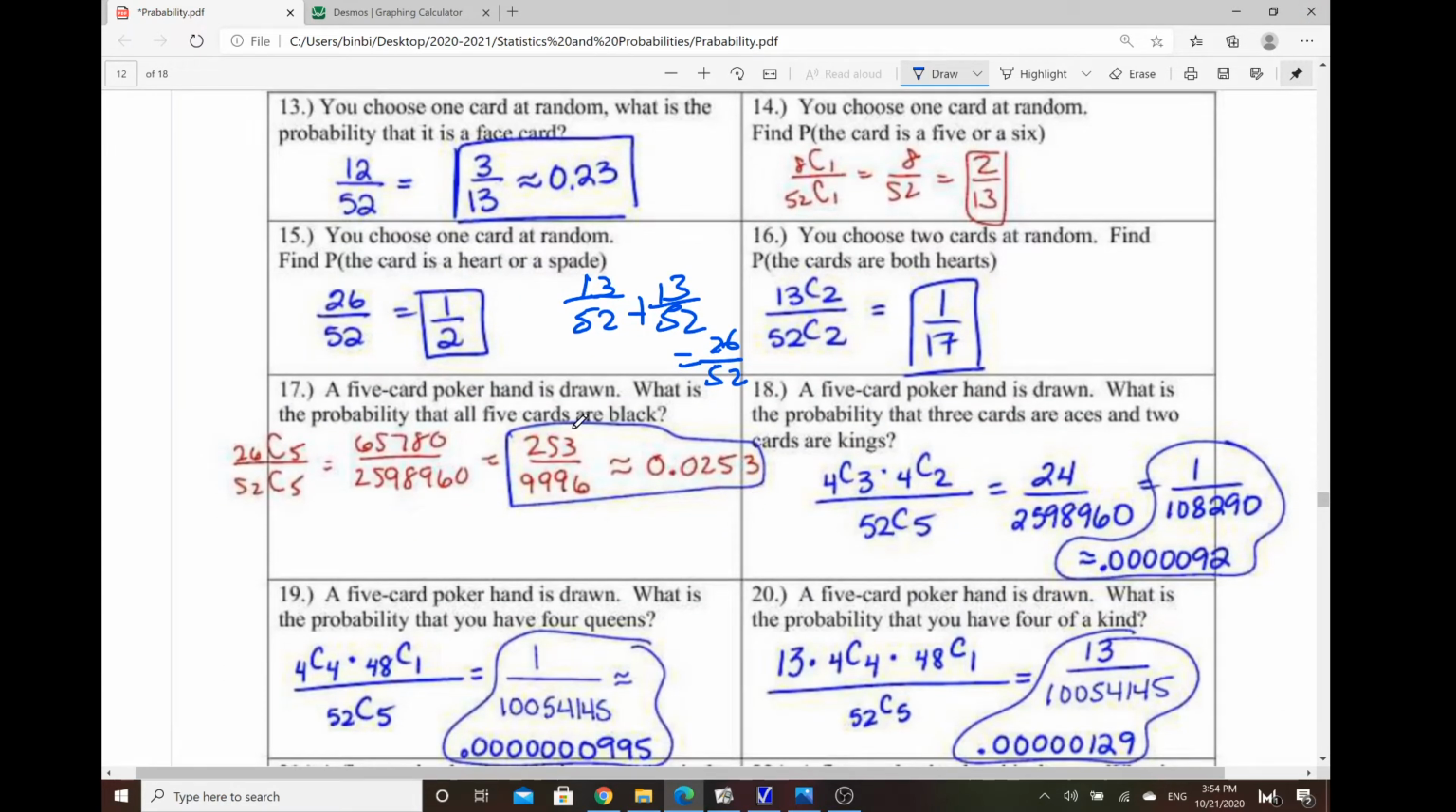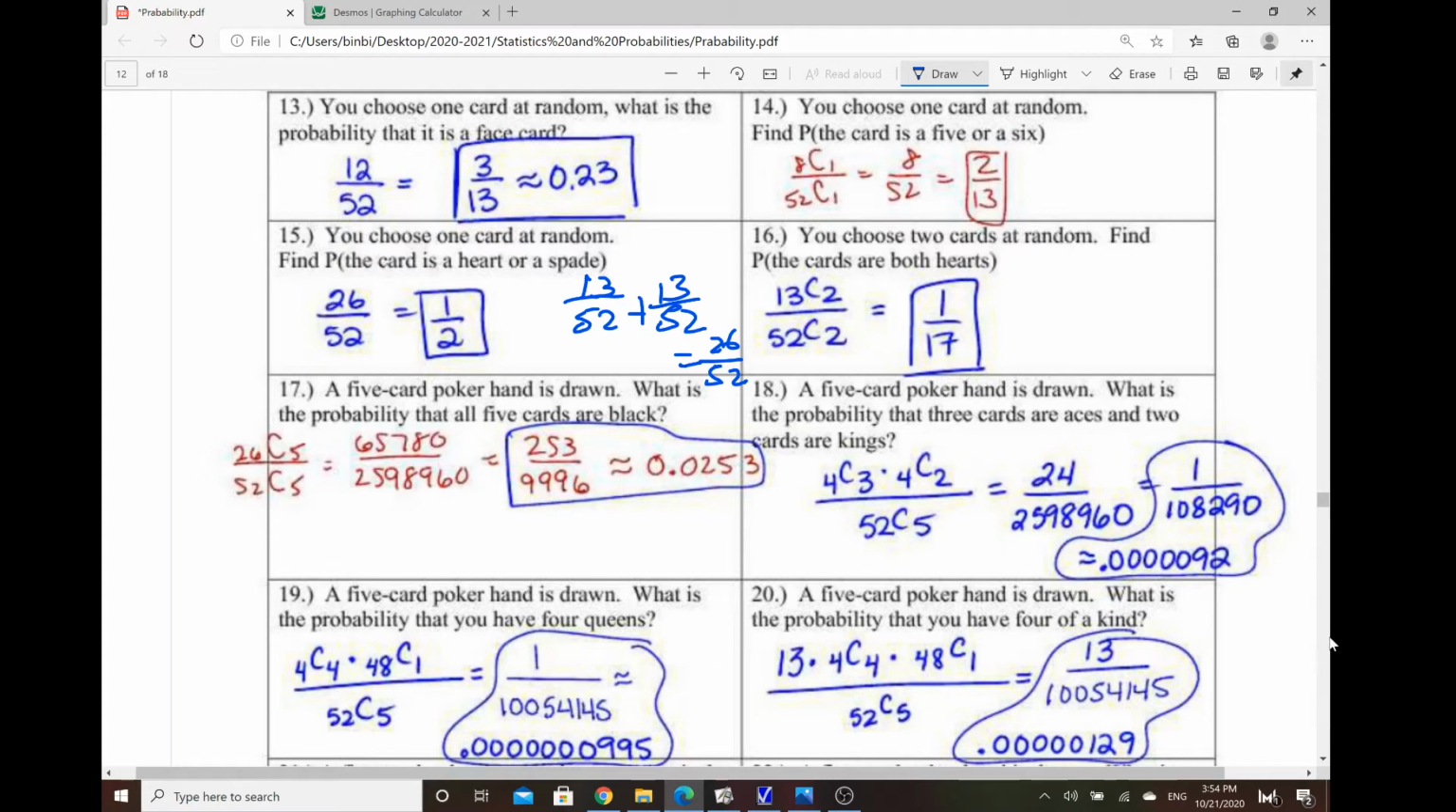So a 5-card poker hand is drawn. What is the probability that all 5 cards are black? Okay, so black cards, we do have 26 of them, and 5 cards have to be chosen here. So 26 black cards, choose 5 of those, over the total possibility, 52 choose 5. So 26 choose 5 over 52 choose 5. Divide it, and it's about 0.0253.